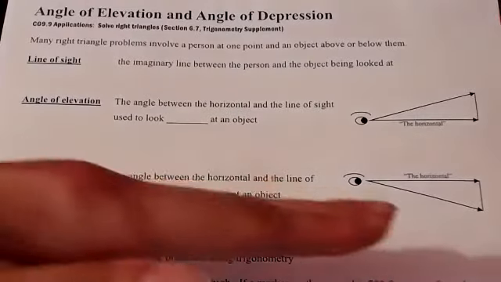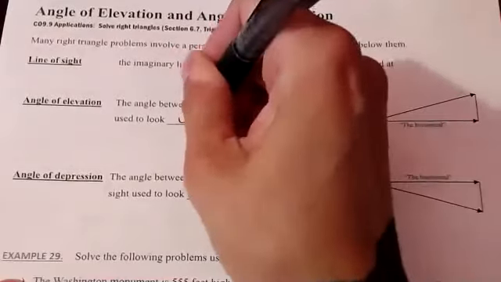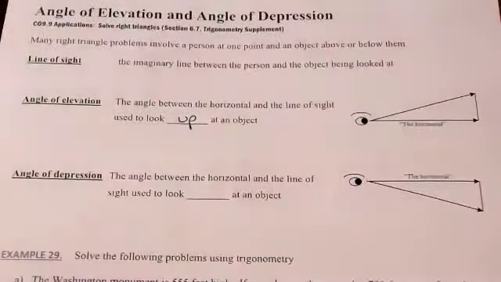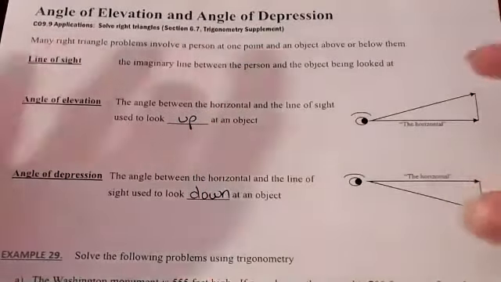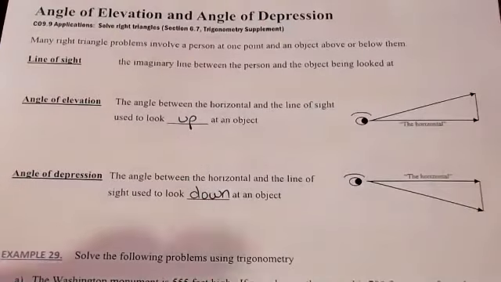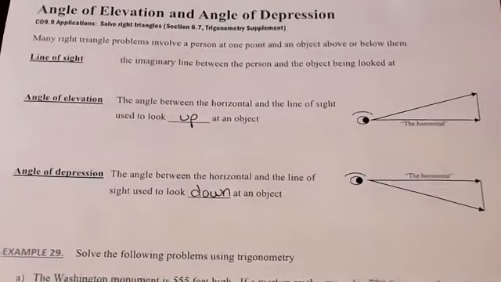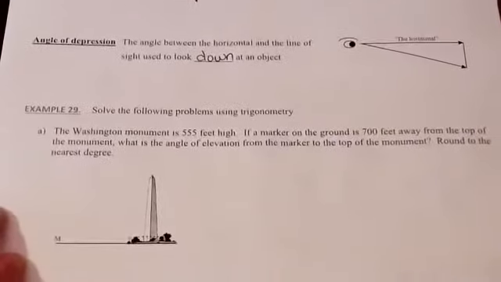When you think of angle of elevation, think about looking up at an object. And angle of depression, think about looking down at an object. That's essentially what's happening here. Understanding angle of elevation versus angle of depression will help us to actually draw our diagram and understand what's happening. So let me show you part A.